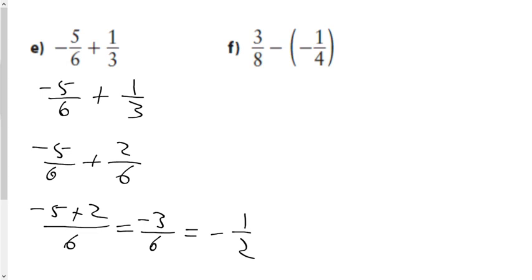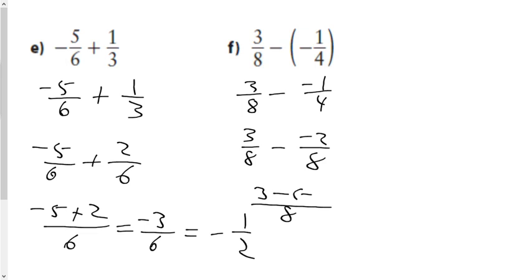And our last question in this number 5 is simply 3/8 take away a quarter. So 3/8 take away negative 1/4. Common denominator is 8. Equivalent fraction is negative 2/8. And once we have it written like that, we're going to keep our denominator and subtract our numerators.